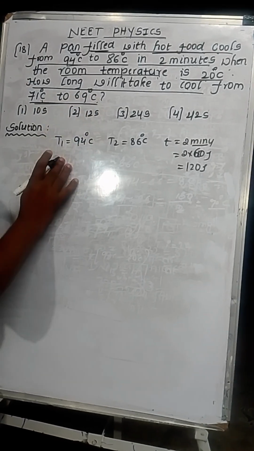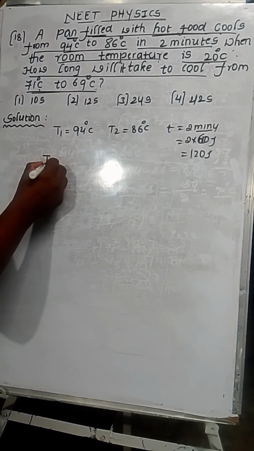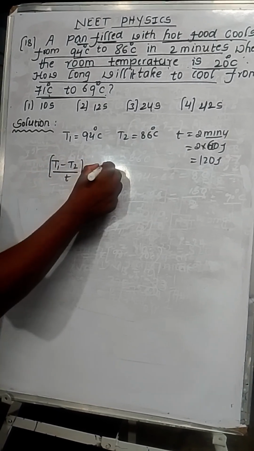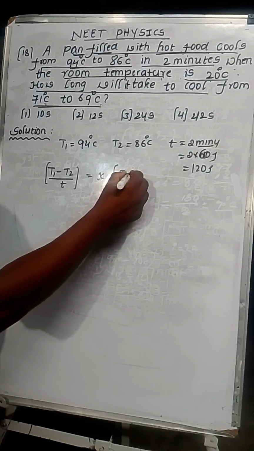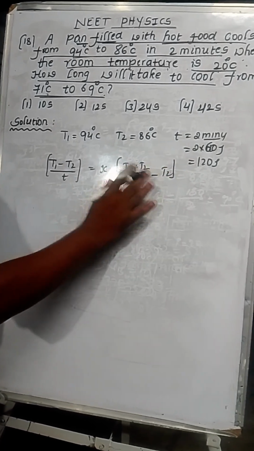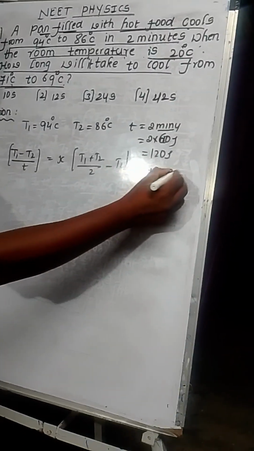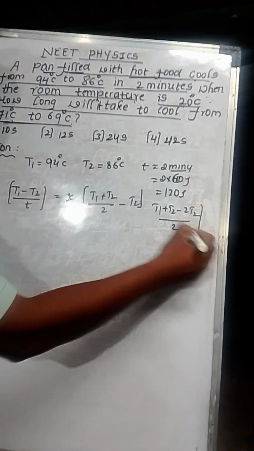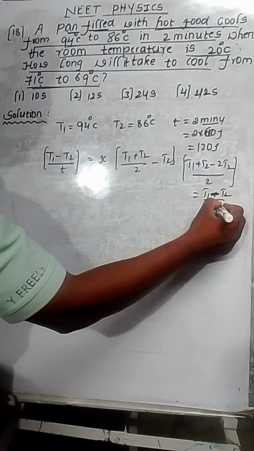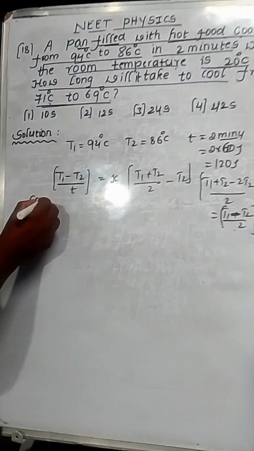to 69 degrees Celsius, in the second case? Now we are going to simplify this problem by using the formula (T1 minus T2) by time taken is equal to K into ((T1 plus T2) by 2 minus T0), where T0 is the room temperature. Actually this is the formula. Now we are simplifying case number 1.